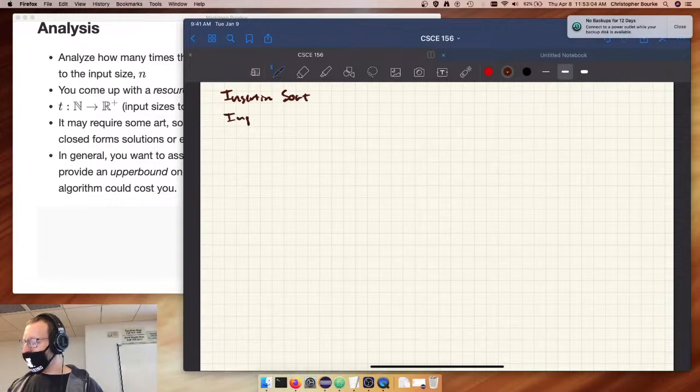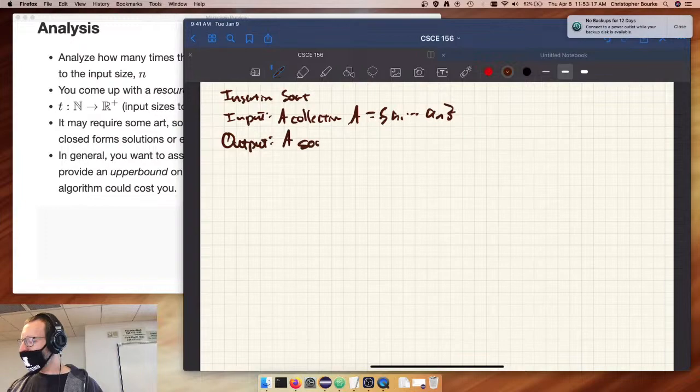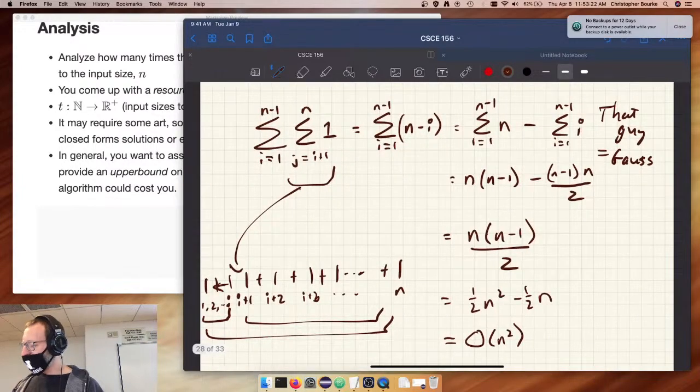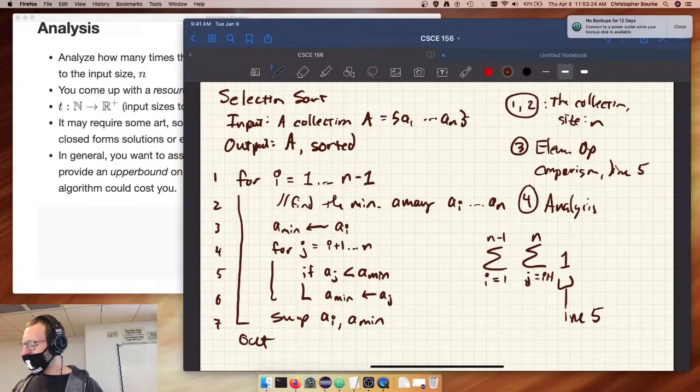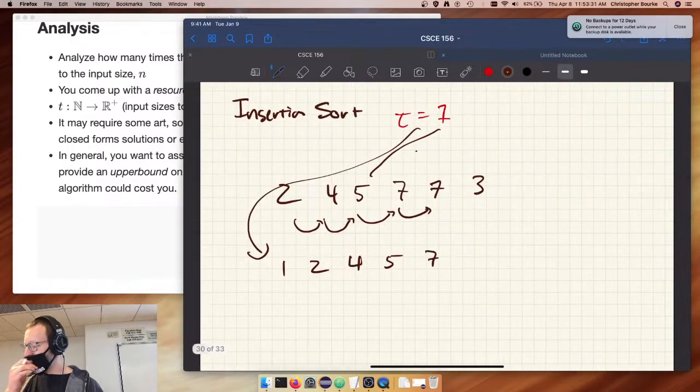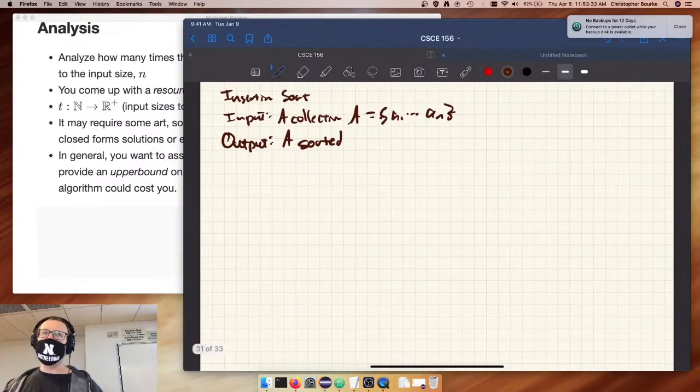Our input and output will be the same. A collection, A1 through AN. Our output will be A sorted. And I don't think I ever actually put that out, right? Output A, right? But implicitly it was there. Okay. All right, A sorted. So help me codify this.